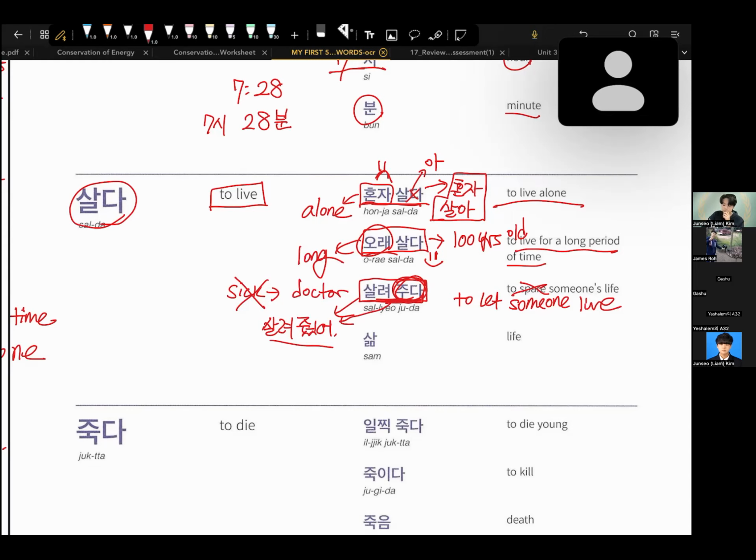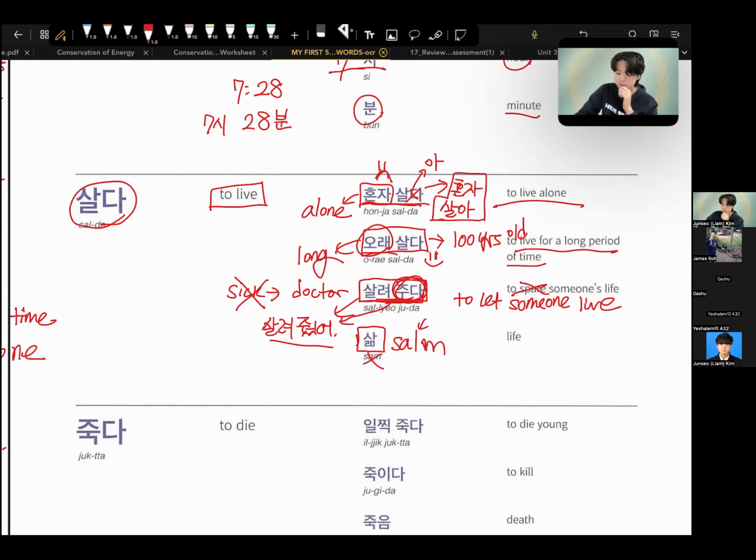Can you follow after me? 삶. The pronunciation is more like S-A-L-M. Here it says just S-A-M, but it's more like S-A-L-M. The L pronunciation is in the middle. 삶. Okay, so 삶 means life. It's just life.